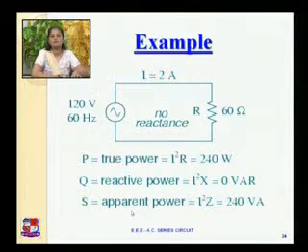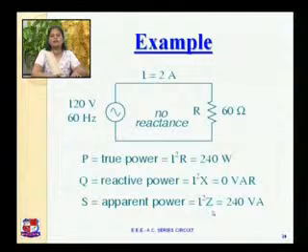Now what about apparent power? Apparent power is equal to I square into Z, and Z is equal to what? It is equal to R plus JX. Now here X is not given, but R is also already given to you. So your apparent power is equal to I square into Z. So it is same as a real power, but unit is VA. So here it is 240 VA.